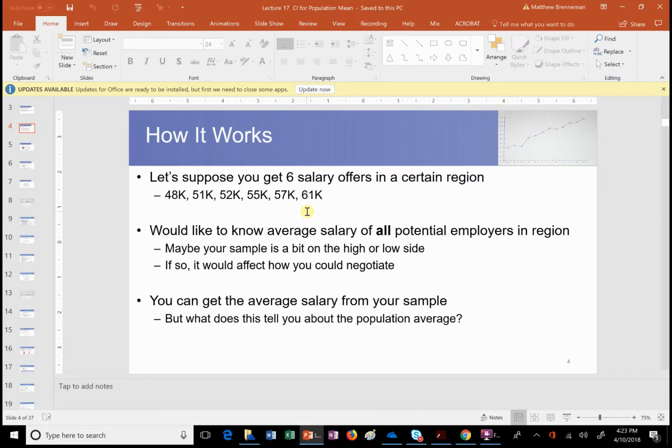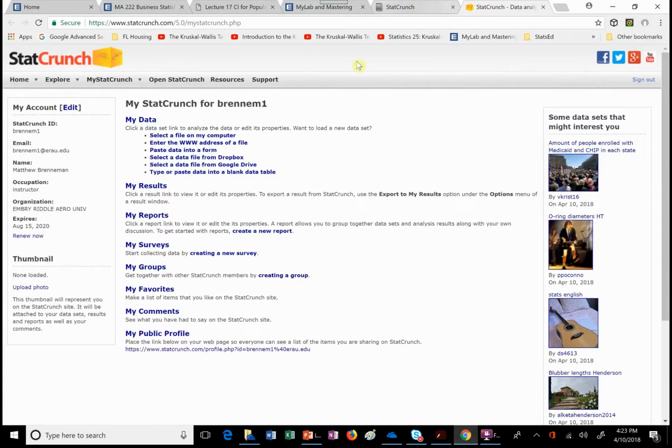How should we enter them, just like in one column? Exactly. Yep. So we'll make something called like salaries, right? And then just go ahead and put them in.